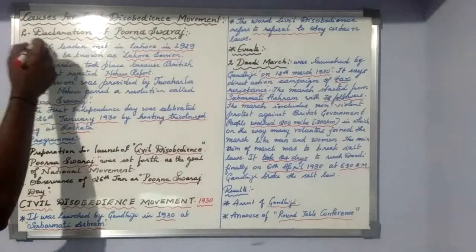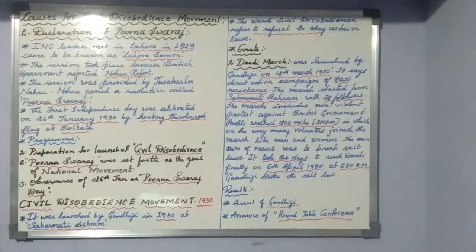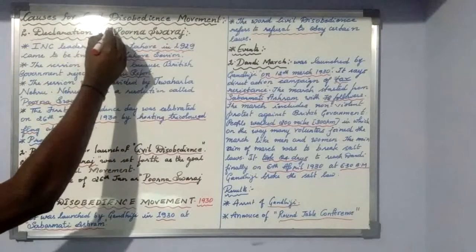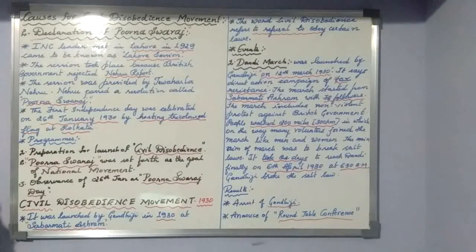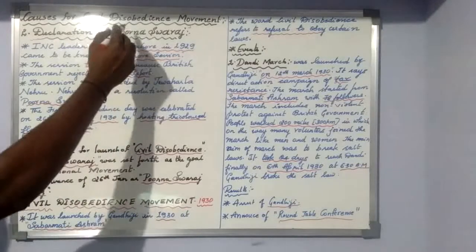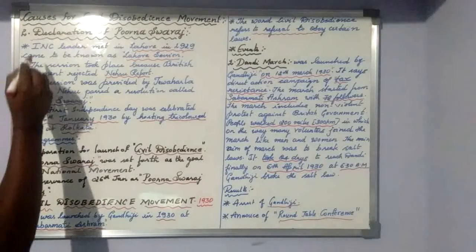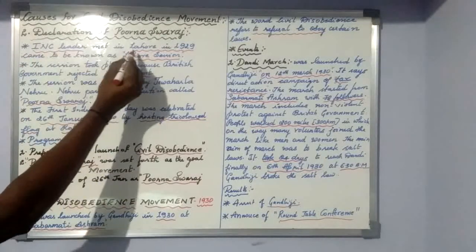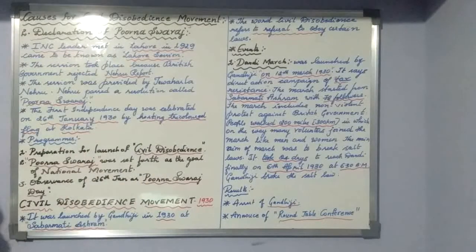Like that, the second cause we have is the declaration of Purna Swaraj. So the declaration of Purna Swaraj becomes one cause for the civil disobedience movement to be launched. What is the declaration of Purna Swaraj? INC leaders met in Lahore in 1929, and it came to be known as the Lahore Session.